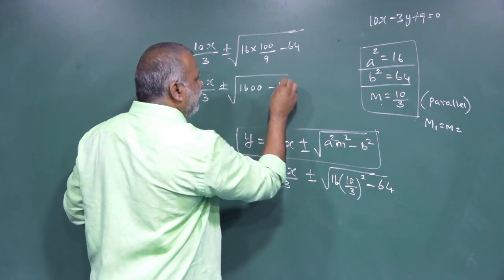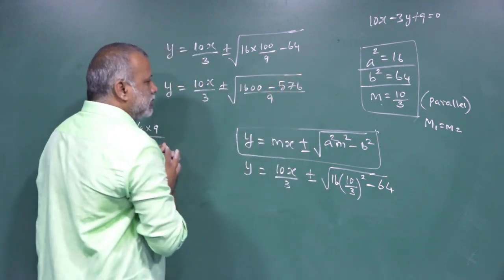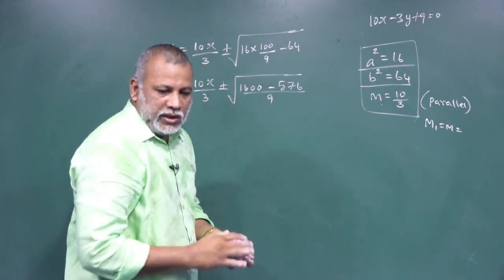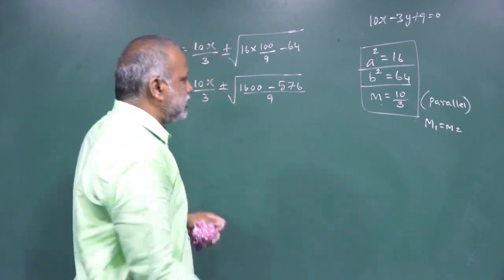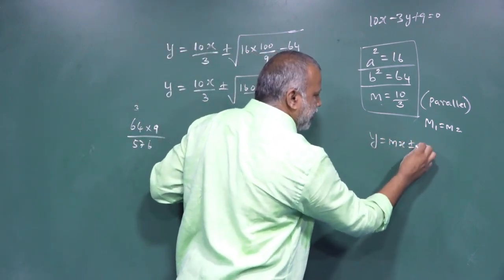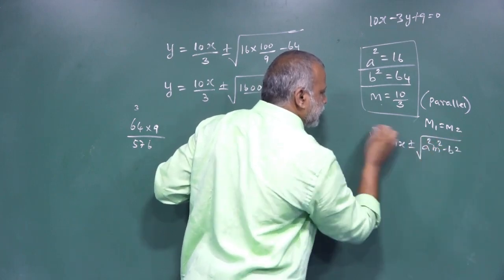So here 576 divided by 9. Listen, the formula is, write down here, y equal to mx plus or minus square root of a squared m squared minus b squared.